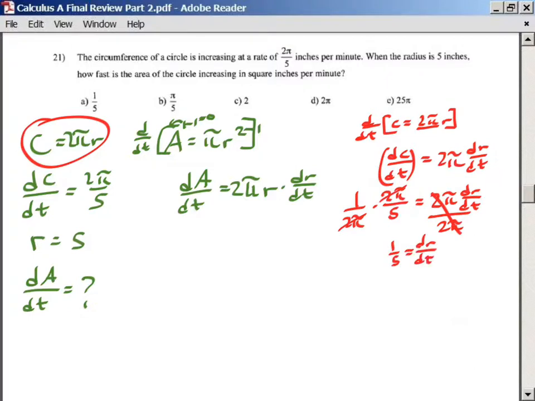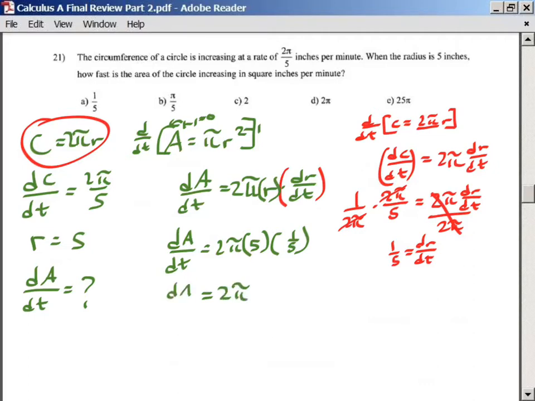Now I get to come over here and plug in what dr over dt is and finish my problem. We have dA over dt equals 2 pi times r. I know what r is. R is 5, it's right here, times dr over dt, which is 1/5. Oh, check that out. That 5 cancels out with that 1/5. And so we get 2 pi. dA over dt increases at 2 pi. Alright, do we see that answer up here? Yay, we're not wrong.